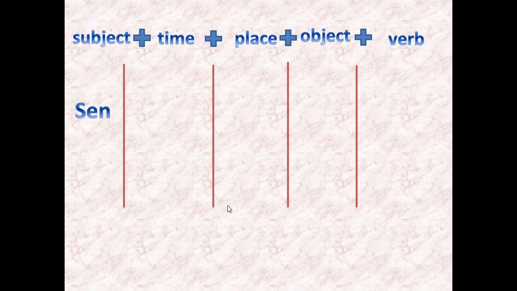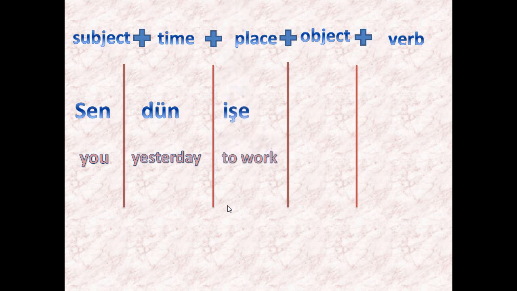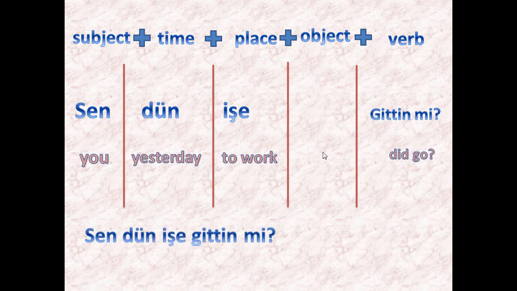Here, in this example, we have sen means you, dün means yesterday, işe means to work. İş means work. İşe means to work. Gittin mi? Means did go. Like did you go? We have you here. Did you go? Okay, so as you see, we don't have any objects here. So the sentence is going to be sen dün işe gittin mi? Sen dün işe gittin mi? Means, did you go to work yesterday?